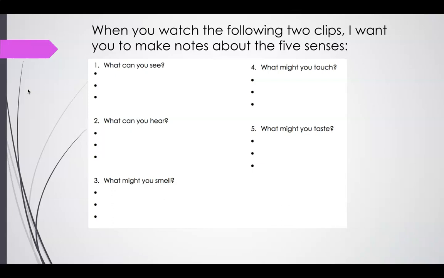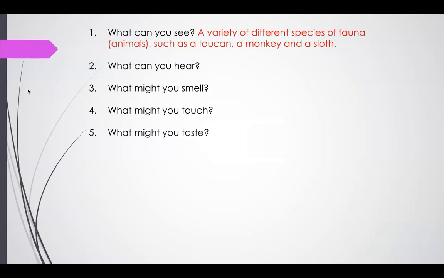Okay, how did you do? So I made some notes myself. And I said that I could see a variety of different species of fauna, those animals, such as a toucan, a monkey, and a sloth. Did you see that too? I also saw a waterfall. Did you see that? Fantastic.